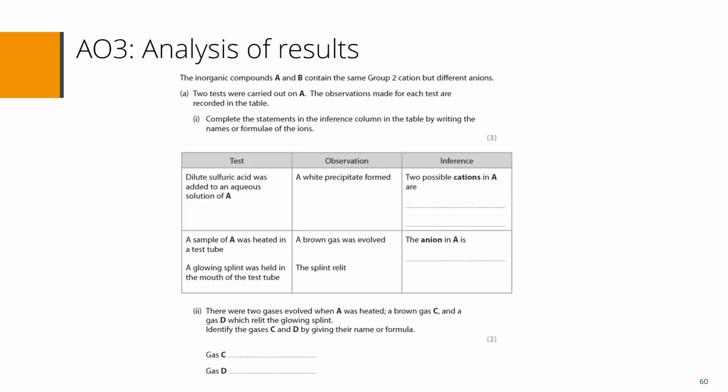And then part two: two gases evolved when A was heated, brown gas C and D, which relights a glowing splint. Identify the gases by giving their name or formula.